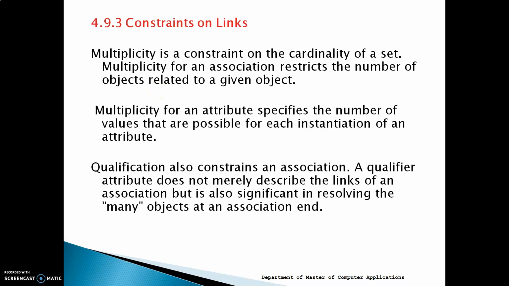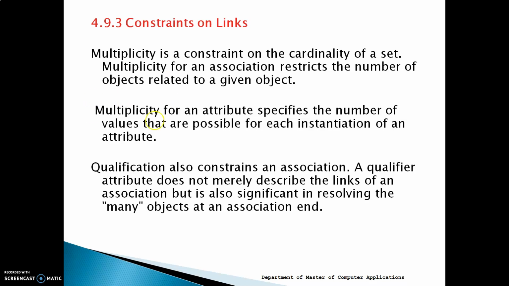Multiplicity is a constraint on the cardinality of a set. I told you cardinality of a set means the number of items that are there in the set, whereas multiplicity is talking of the number of instances of one class related to the number of instances of another class. So when you say 1 to 1, you are putting a constraint saying there is only 1 to 1 connection. When you say 1 to many, that is again another constraint, right? So cardinality is number of items, but multiplicity is a constraint on the number of items that a set can contain, because when you say 1 to 1, it can have only one, right? So that is a constraint you're putting on the number of items in the set.